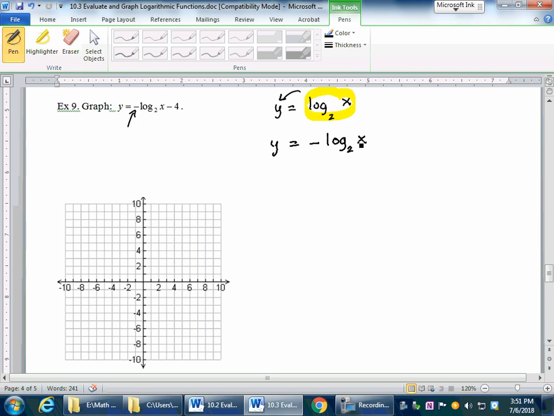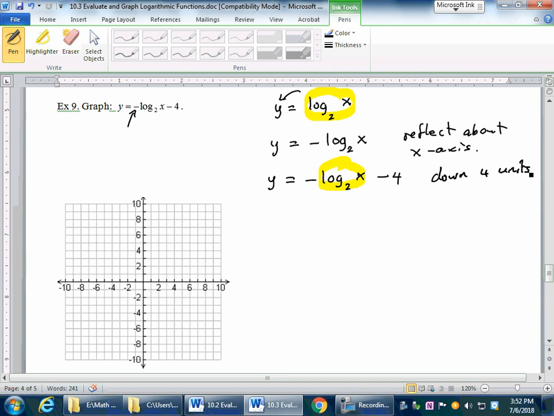That means your parent graph is going to be reflected about the x-axis. And then finally it will become negative log base 2 of x, and then -4. So once again, your y value got subtracted by 4, so all your y values are going to be shifted down 4 units.